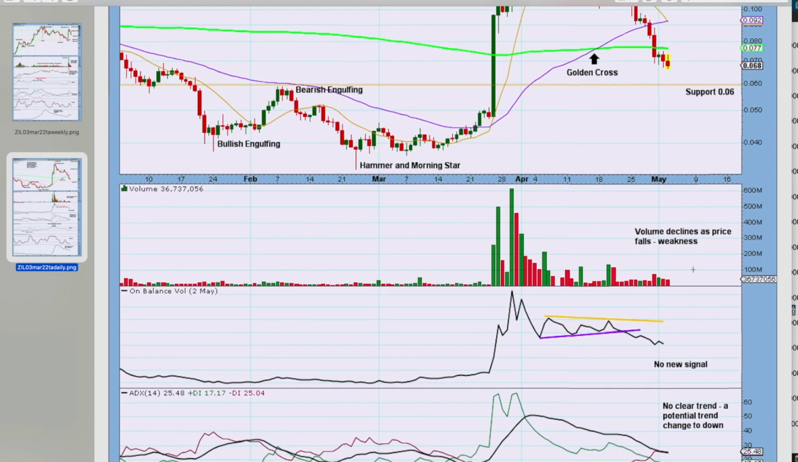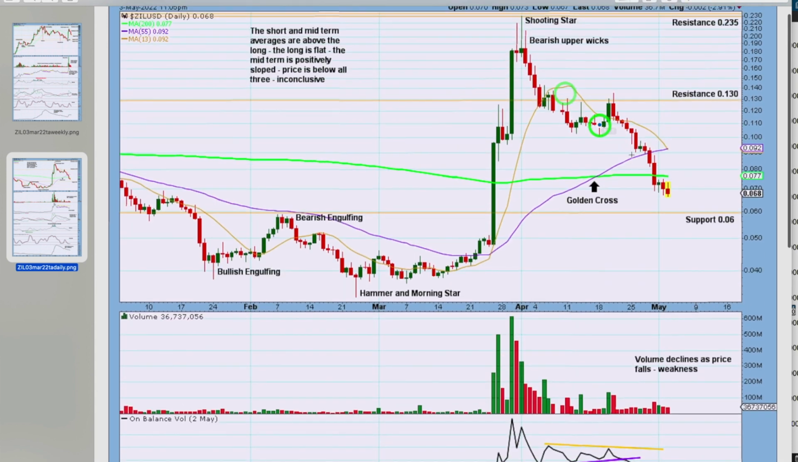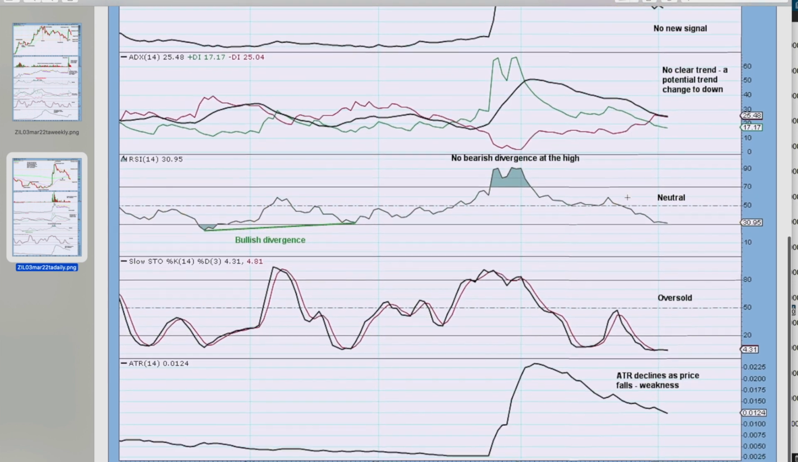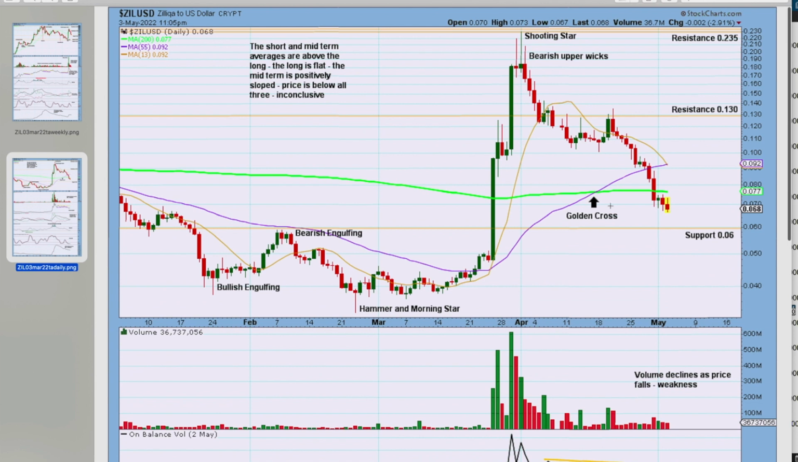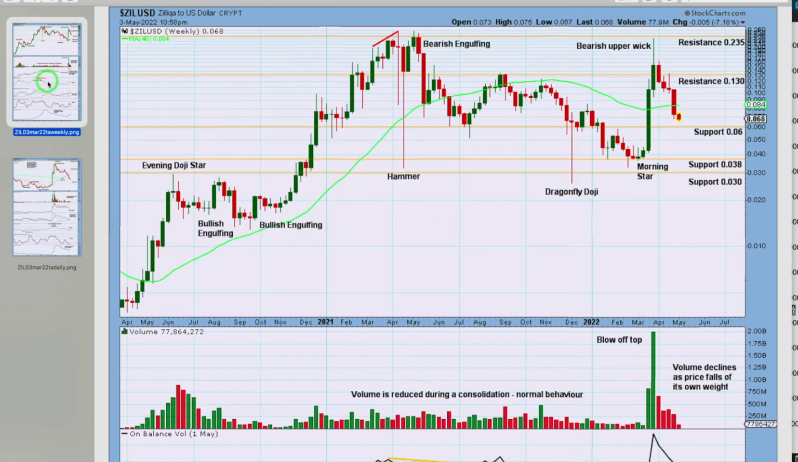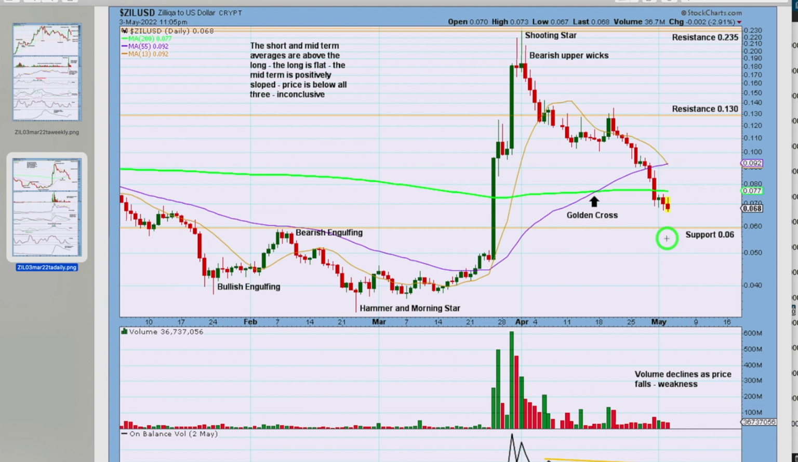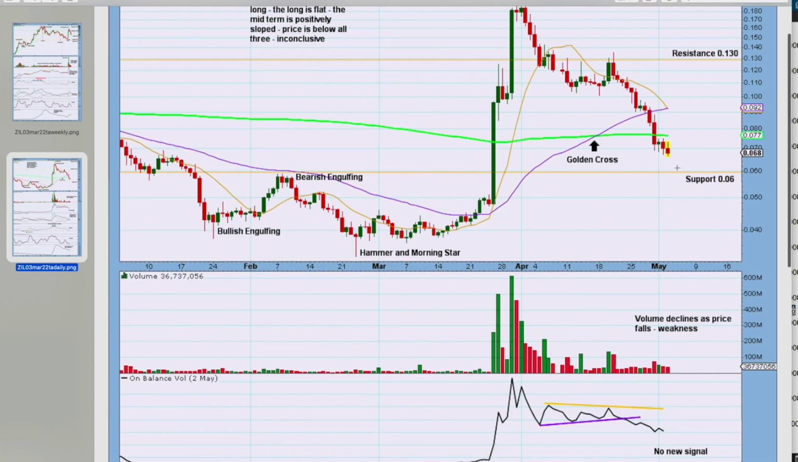Volume declining as price falls. There's weakness in this downward movement. Volume is declining and ATR is declining as well. So that's good to see. I'll be looking for support about 6 cents. Below that, do I have anything below that? Yeah, 0.038 and 0.030 below 6 cents. So I'll see how it behaves about there.